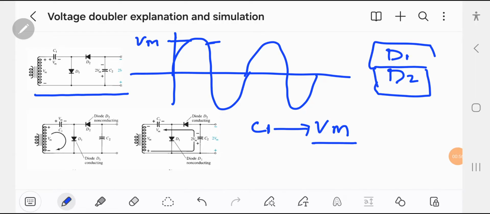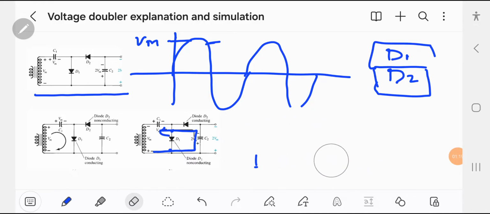So during the negative pulse, D1 will not conduct and D2 will start conducting. So no current will flow through this branch. So we get a current flow through this loop. What happens when a current starts to flow through this loop? So C2 will start charging and C1 will start discharging.